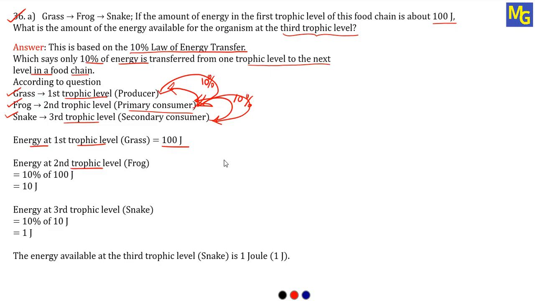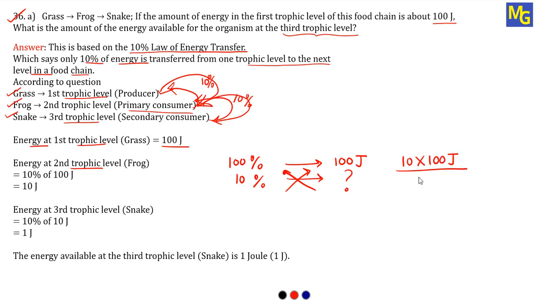So see here, 100% means how much do we have? 100 joules. Then how much will be transferred? Only 10% will be transferred. So 10% means how much? So we have to do cross multiplication here. If you do this, we are going to get 10 into 100 joules divided by 100%.